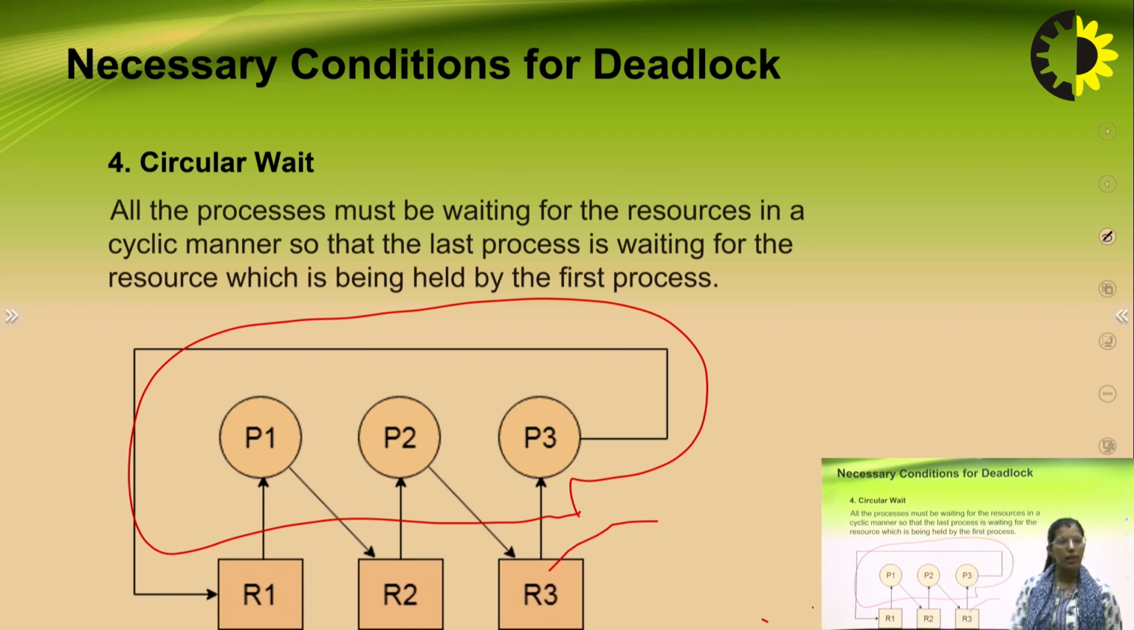So all these are the four necessary conditions, and for a system to be in deadlock, all these conditions must be happening at the same time. If we are able to stop any of the necessary conditions, then we can say deadlock will not happen.